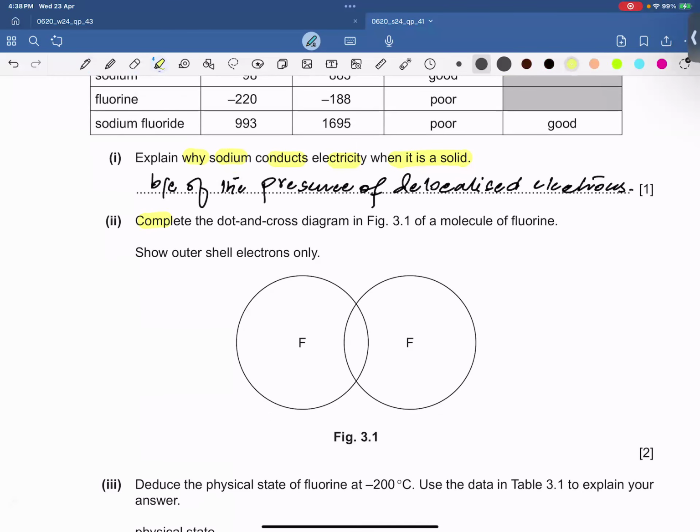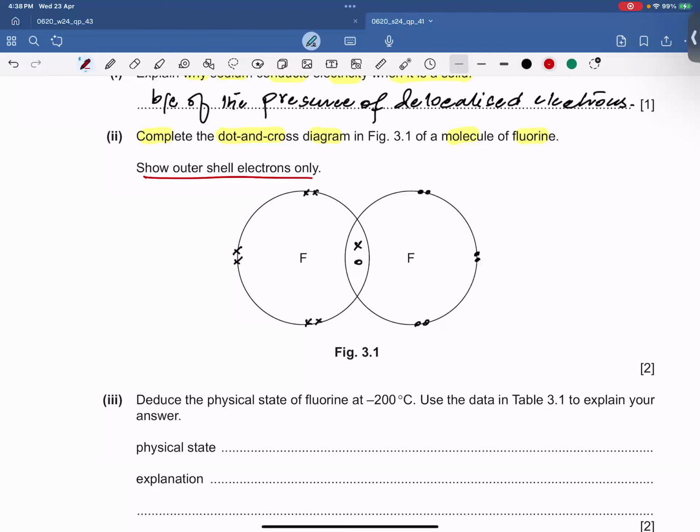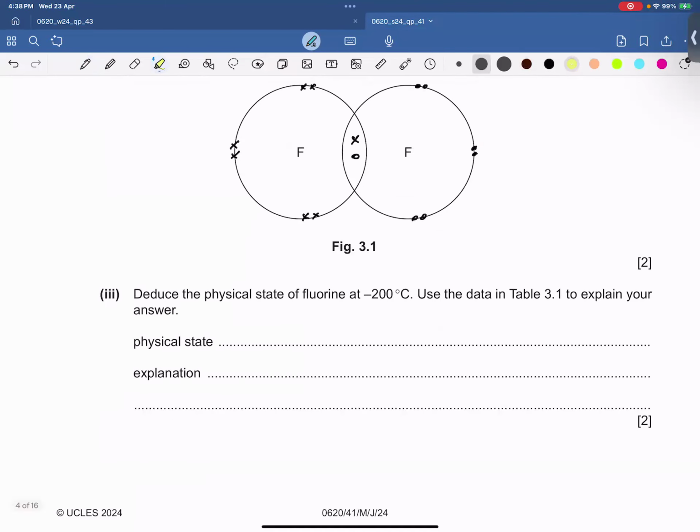Now complete the dot and cross diagram of a molecule of fluorine. Fluorine is found in group 7 of the periodic table, which means this fluorine contains 7 valence electrons, and this fluorine also contains 7 valence electrons, and the electrons are represented by dots and crosses because the examiner is looking for the outer shell electrons only. Okay. Deduce the physical state of fluorine at minus 200 degrees Celsius. Obviously, fluorine is a gas. At this temperature, it becomes liquid.